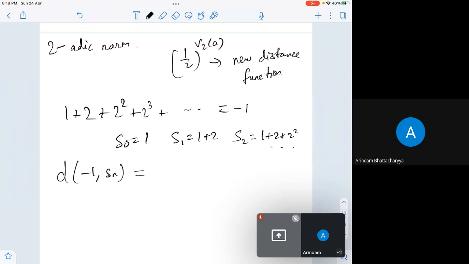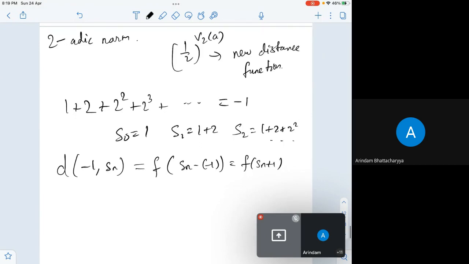So let's try a few things. So this would be what? This would be f of Sn minus 1, right? So f of Sn plus 1. Done.